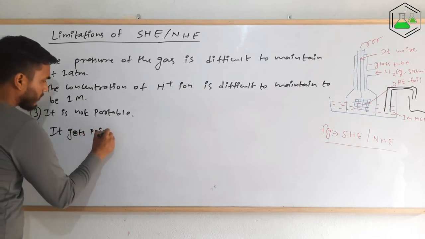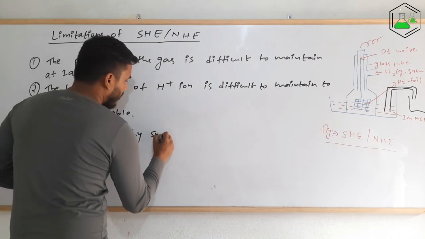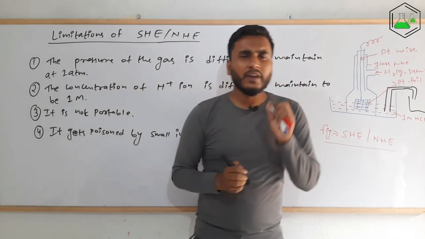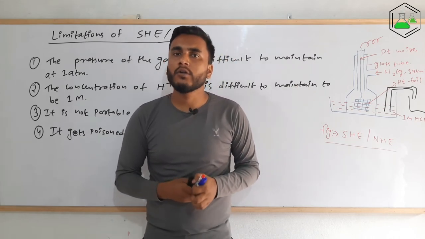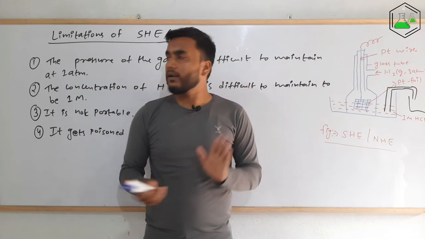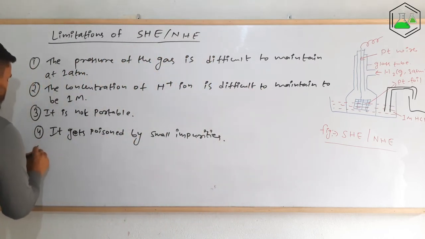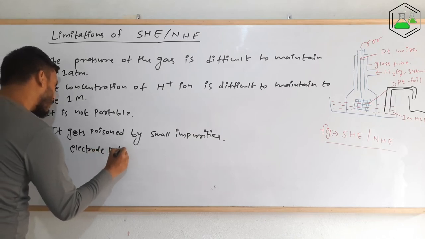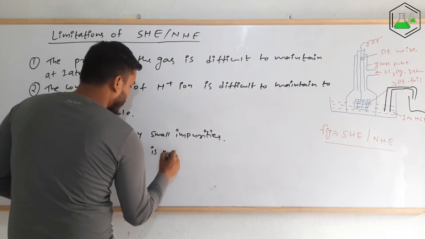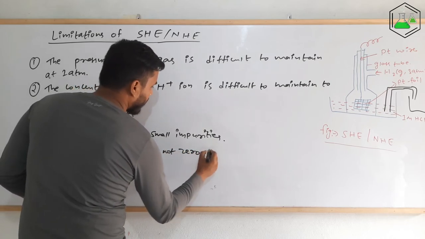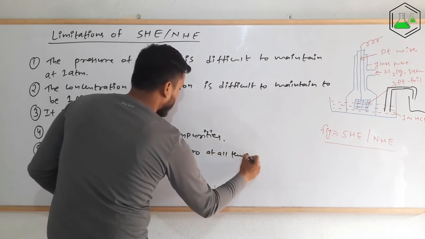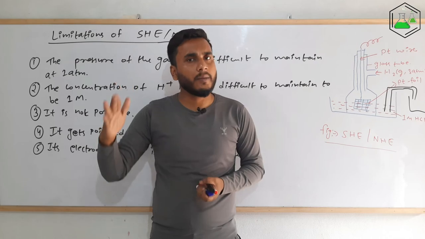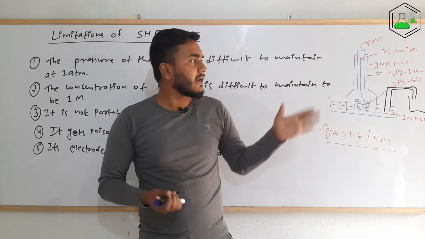The fourth drawback is that it gets poisoned by small impurities. Even if there is a very tiny amount of impurities, it will get poisoned and will not show us the accurate result. That is another drawback. Similarly, the fifth one is that its electrode potential is not zero at all temperatures. As its electrode potential is not zero at all temperatures, if we are doing the experiment at some other temperature, then obviously it will be difficult for us to get the accurate result.